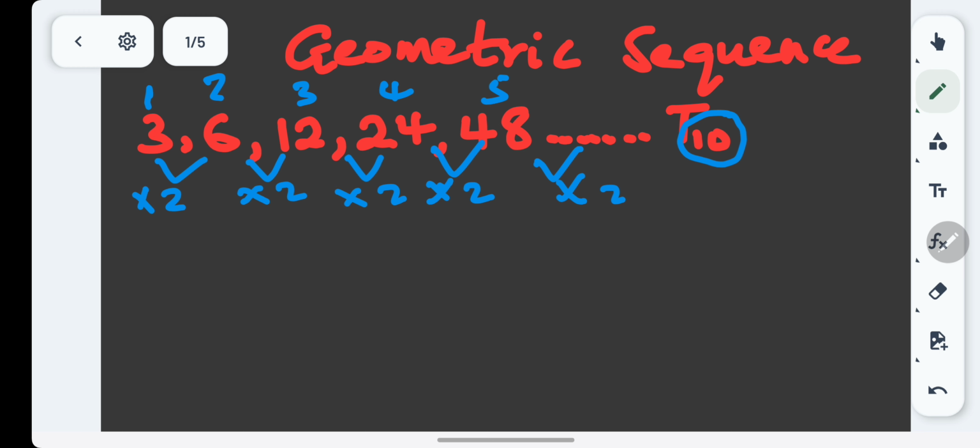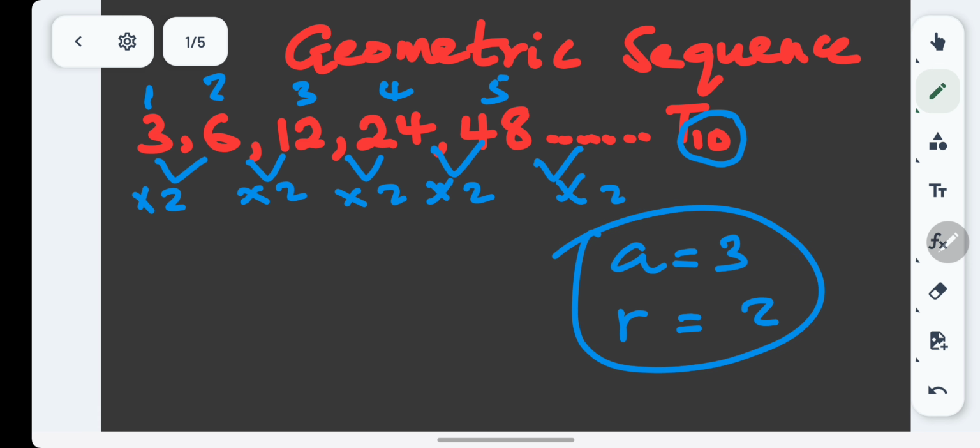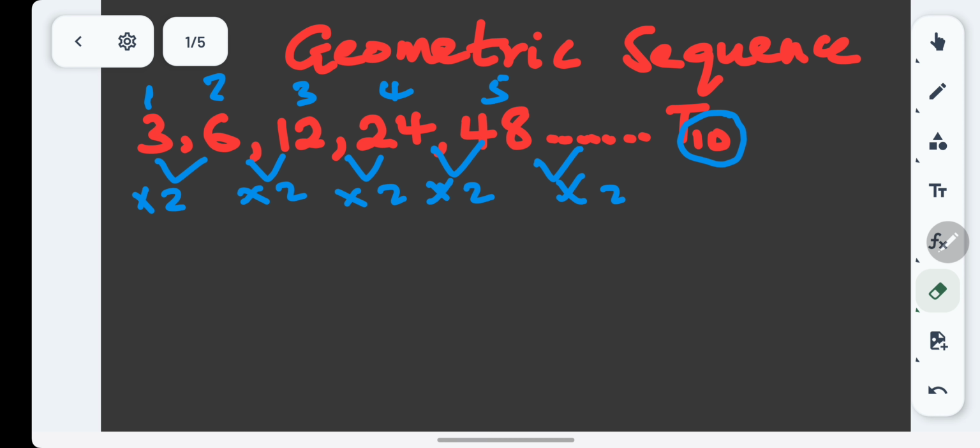Now to do this, understand that the first term, the first number here, is represented by an A. So our A, the first term, is 3, all right? And the common ratio is times 2. So the common ratio is 2, but we know it's multiplication, times 2. Keep this in mind, we are going to use it just now. Now, to find the 10th number or any number, we start with the first number, 3, and we multiply this 3 by the common ratio, which is 2.